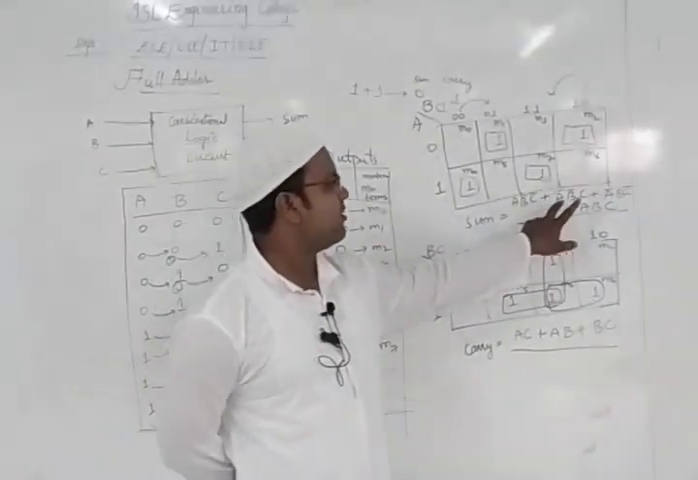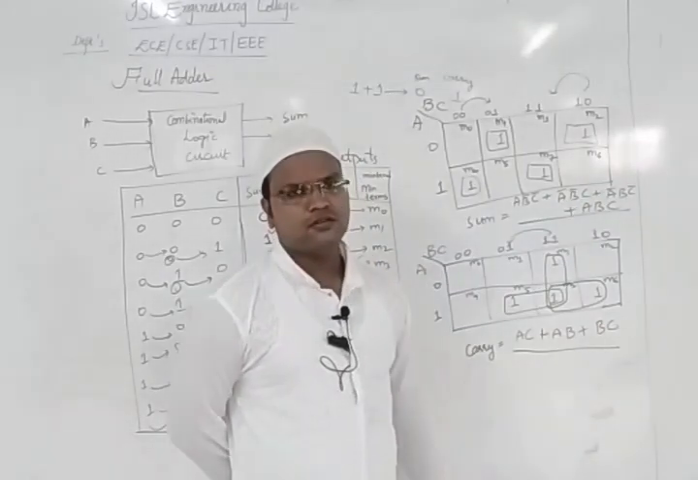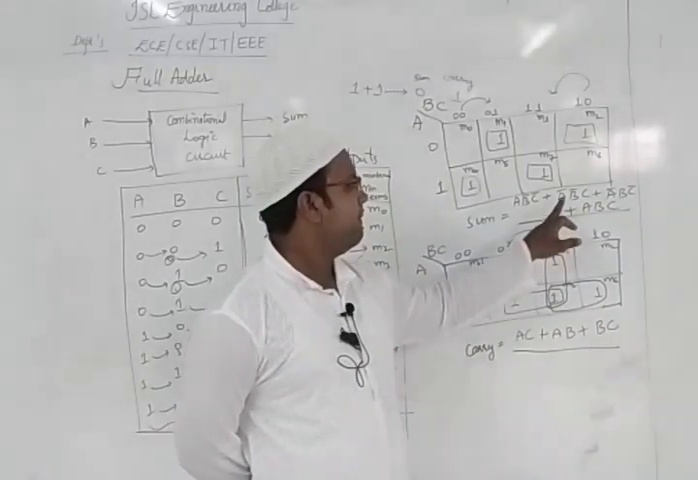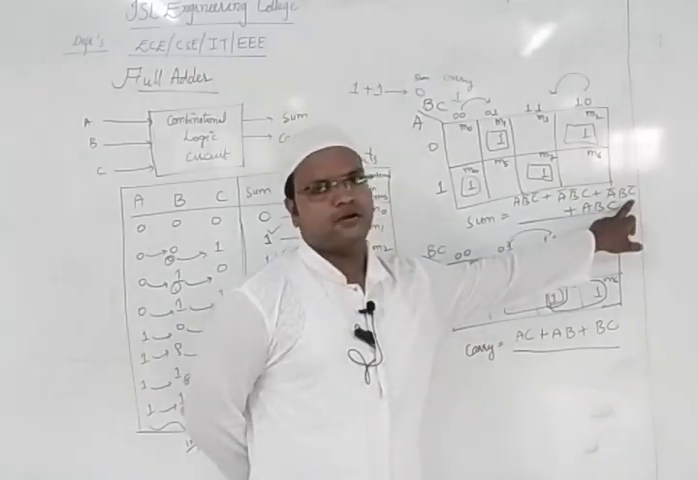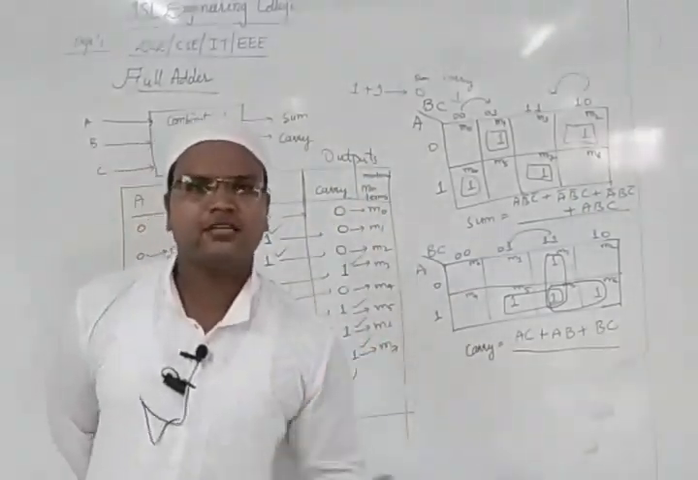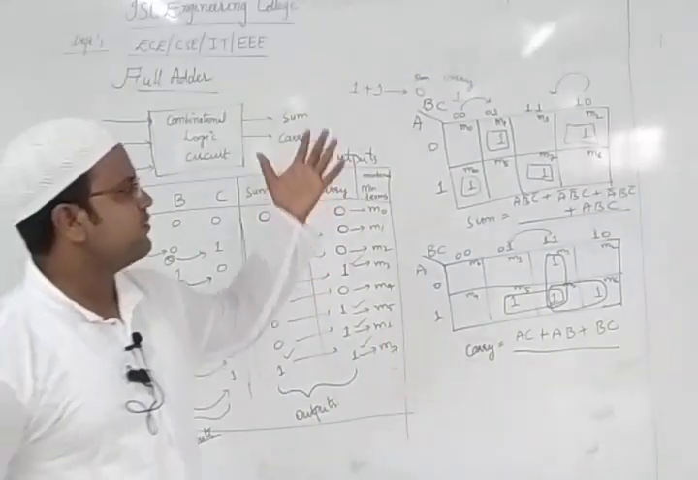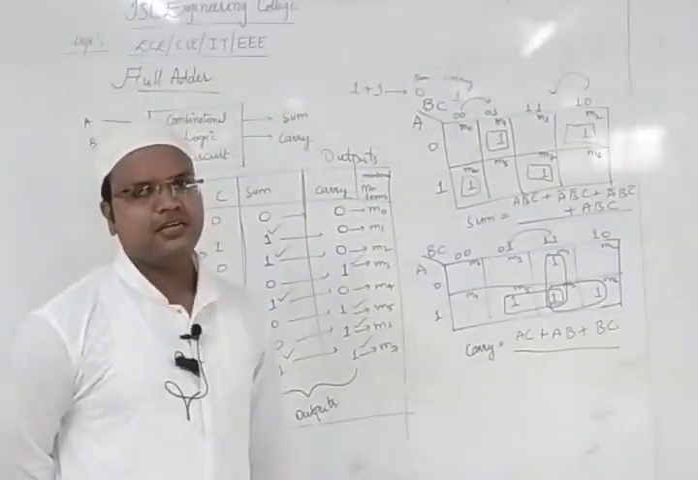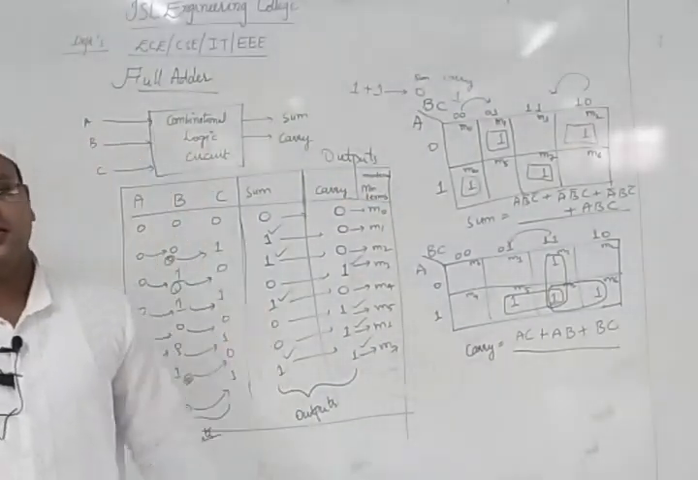In this too, what can I take common? A bar I can take common. If I take A bar common, what will I get? B bar C plus BC bar. That is nothing but exclusive OR. So we do have exclusive NOR and exclusive OR. While taking those gates, we'll write its gate level designing. So before writing this one, just make a note of this particular point.